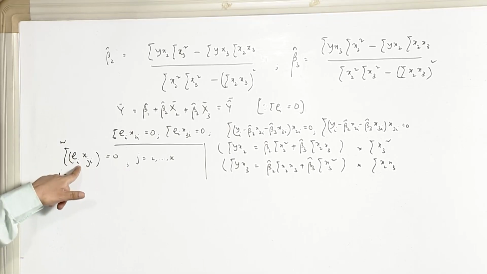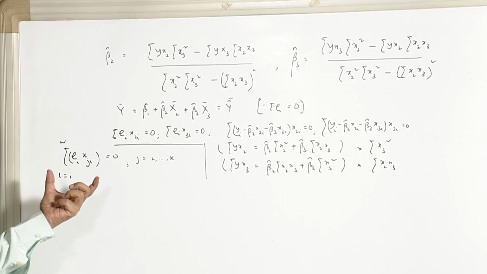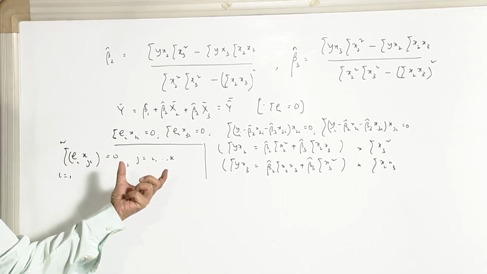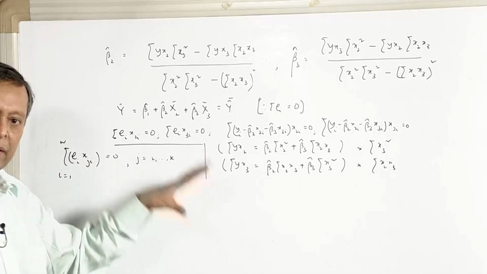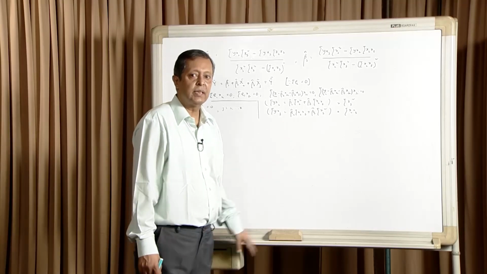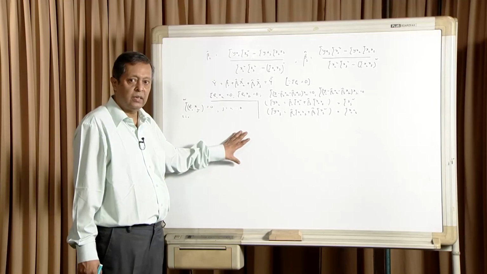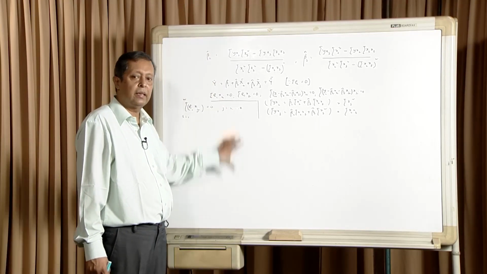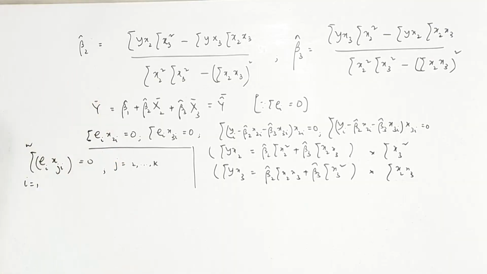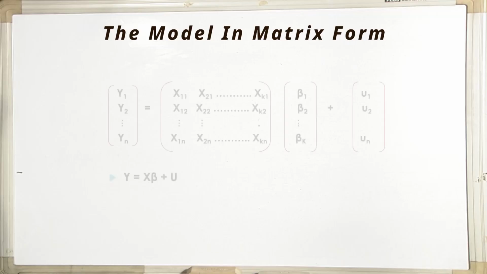So, this is basically the idea. The product of ei and the jth explanatory variable in deviation form, the sum of those products must be equal to 0. And from here we can further develop the matrix algebra that will show us the final result of the beta hat vector, which is the entire set of betas in the k variable model.